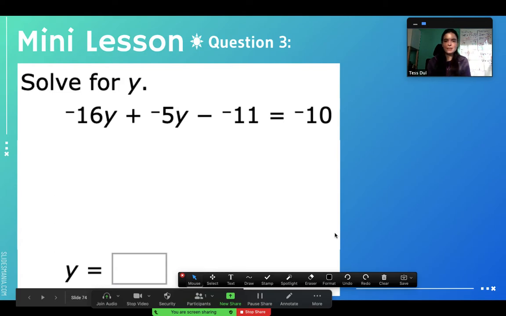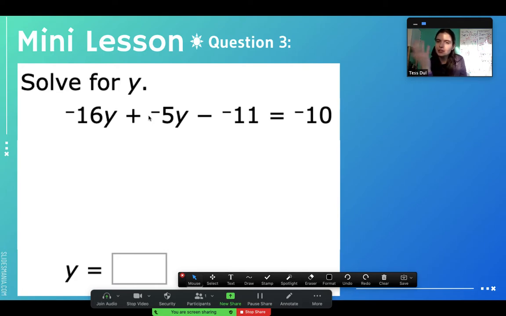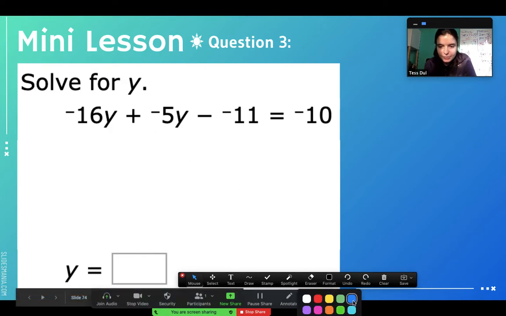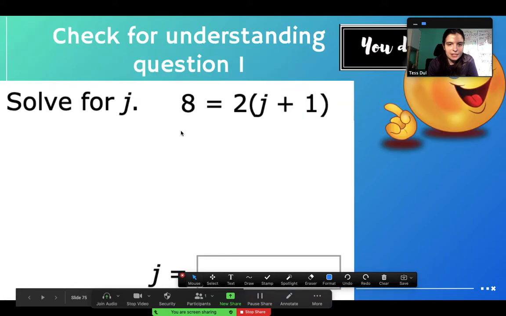Here we go. Okay, this one looks complicated, but I promise it's not bad. Just remember that our end goal is to get y by itself, to isolate y. We have negative 16 y's over here. We've got negative 5 y's over here. Those are like terms. They both have y's, right? So we can combine like terms. So we can make our lives more simple with these first two.